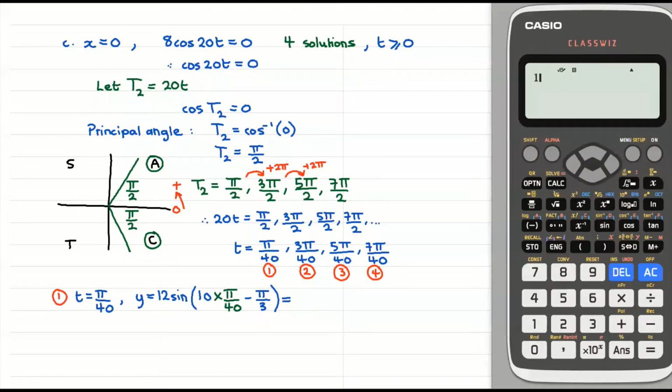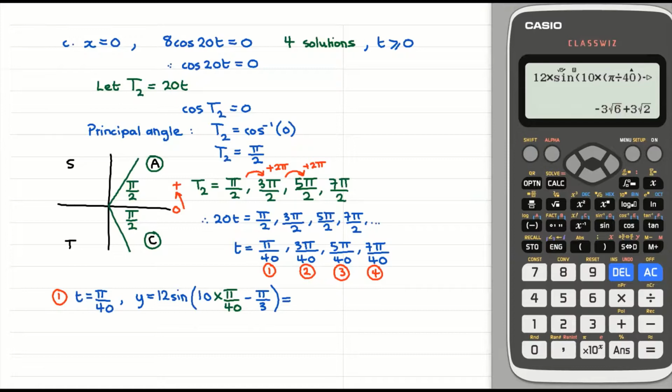So we have, first of all, 12 multiplied by the sine, open a bracket straight away. So that's going to be 10 multiplied by, I'm going to open a bracket again. So that's going to be pi divided by 40. Close that bracket. The bracket nested inside the other bracket, that's what we've substituted in. And then we're going to subtract pi over 3. So that's divided by 3. We could write it as a fraction if you wanted, it doesn't matter. Close the bracket and let's see what we get.